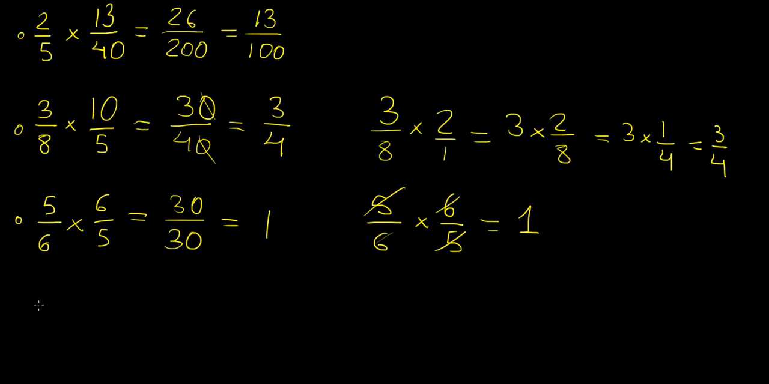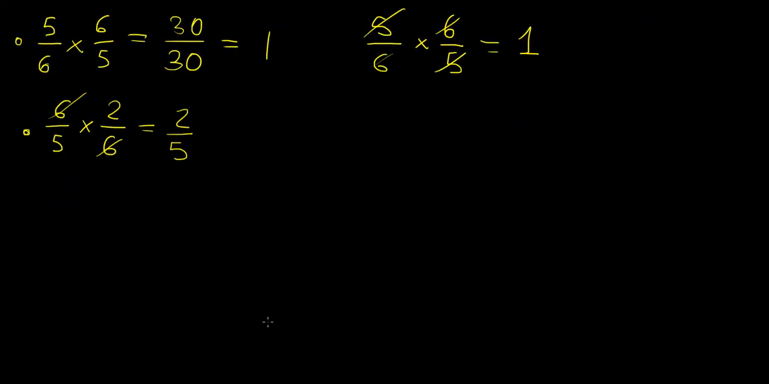Another way in which you can simplify fractions could be the following. So let's say you have something like 6 on, say, 5 times 2 on 6. So in this case, you notice that the 6 is repeated here and here, so you can cancel it out and you're left with 2 on 5. So there are many ways in which you can simplify fractions like that, and this is quite important because when we do the algebra part of this course, you're going to have to be doing this a lot in order to simplify those calculations that you're doing.